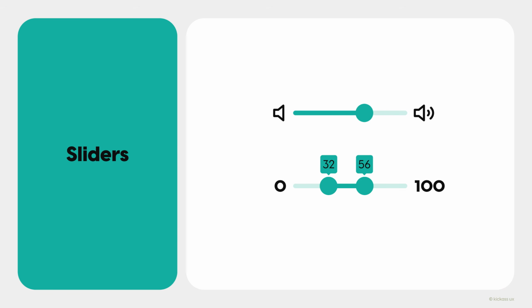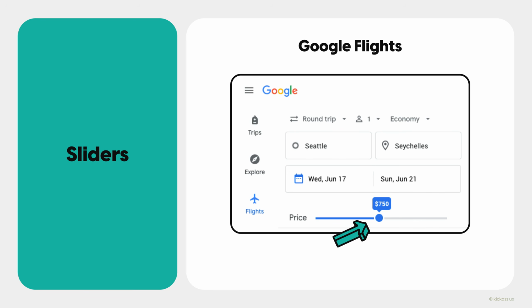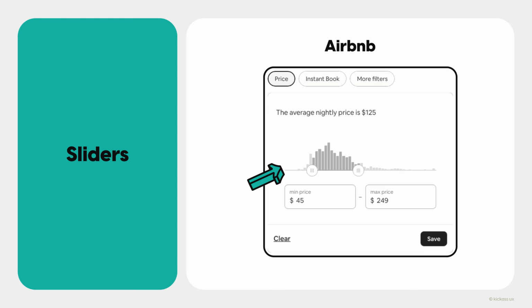15th are sliders. Sliders allow users to set a specific value or range of values. For example, if you search for a flight on Google Flights, you can set the max price that you want to spend on your airplane tickets by dragging the slider to the highest price you're willing to pay. An example of a slider that allows you to select a range of values is from Airbnb. Here, you can set the minimum and maximum price range you're willing to pay for your trip.